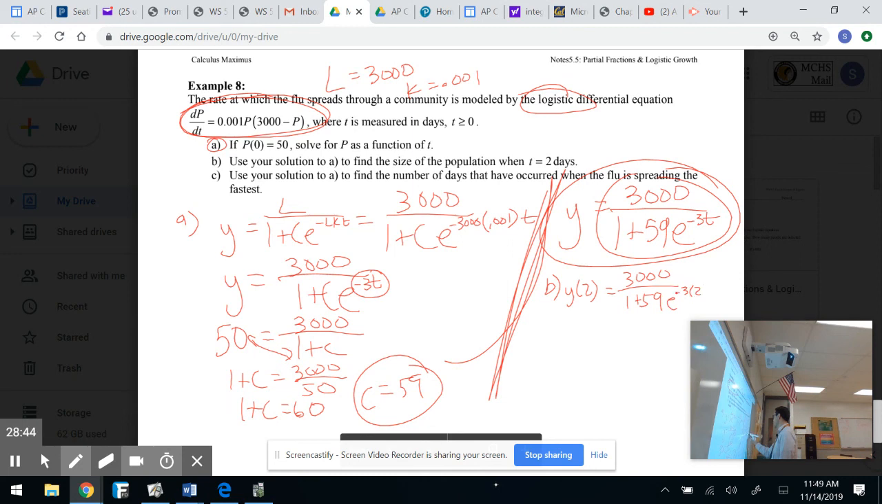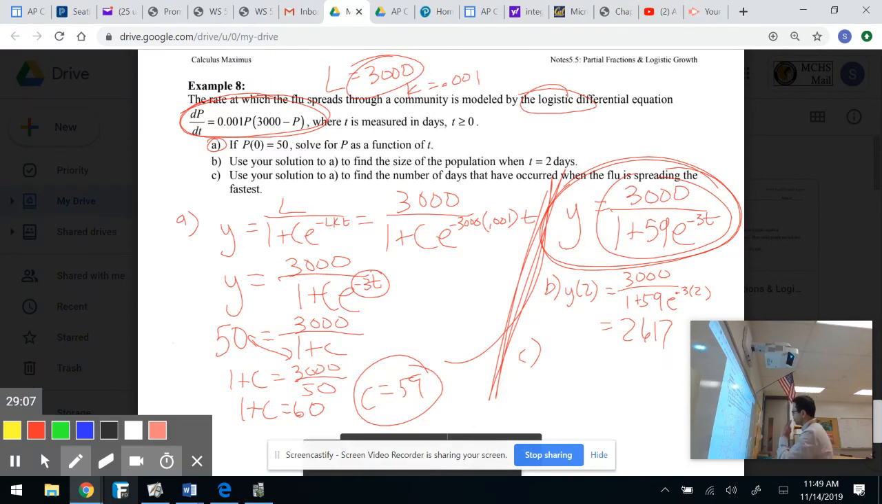And if you do that in your calculator, I will save us some time. I've got to try to get done here in a moment. I got 2617. Okay, 2617, right? It's obviously increasing. Part C says, use your solution, which is this logistic equation right up there, to find the number of days when it's the fastest. Well, when is it the fastest, right? It's 3,000 divided by 2, which would be 1,500.